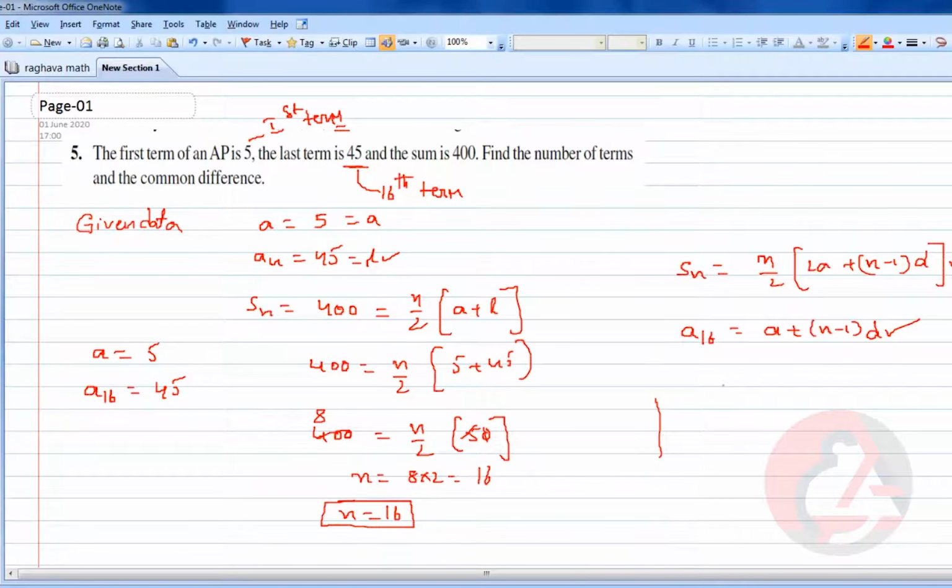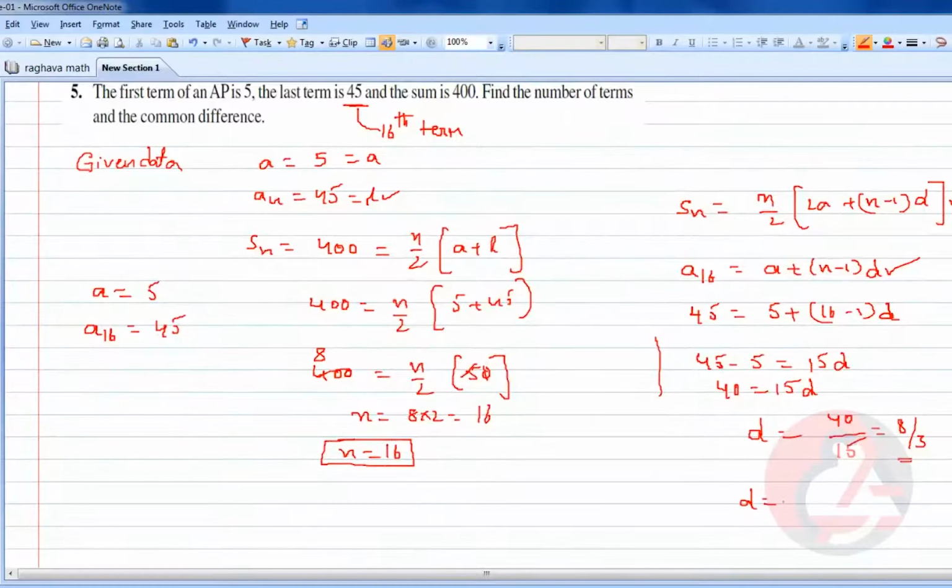If anybody used the Sn formula, please compare your answer here. A16 is already given as 45, A is 5 plus n is 16 minus 1 into the common difference, which we don't know. That's what we have to find out. So 45 minus 5 is equal to 15d, so 40 is equal to 15d. Then what is the common difference? 8 by 3. So the common difference is 8 by 3.